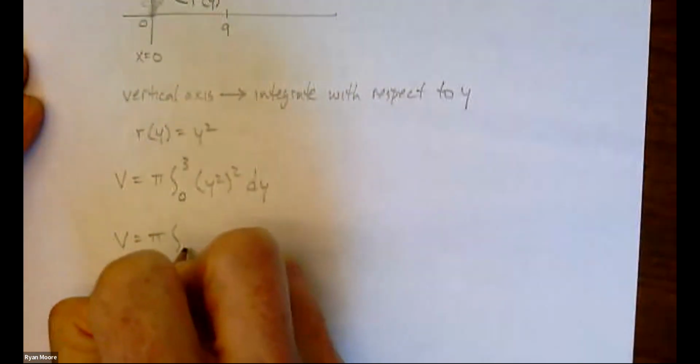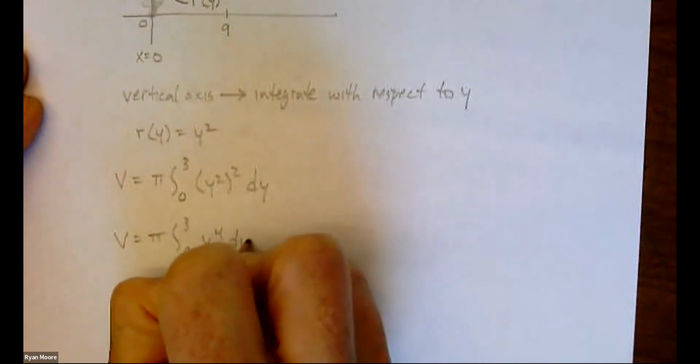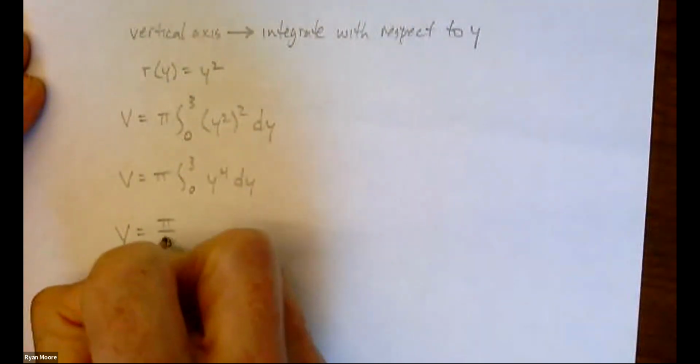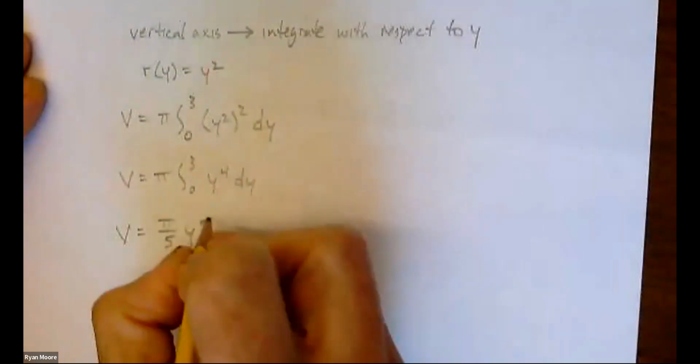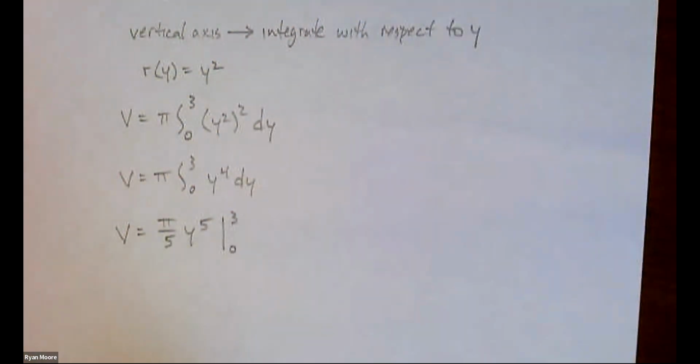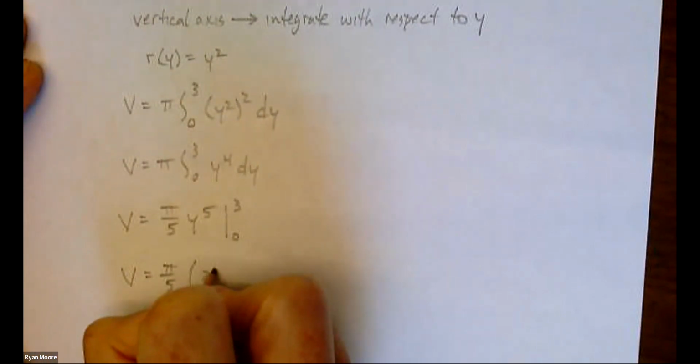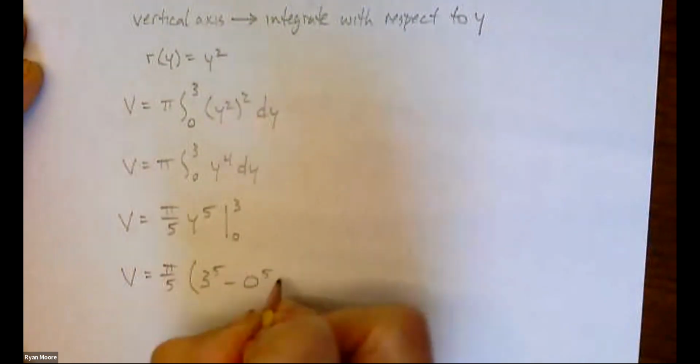Okay. Once we've made it this far, we're probably pretty much in the clear. We can just knock it out. That's going to be pi over 5 y to the 5th, from 0 to 3. Pi over 5 times (3 to the 5th minus 0 to the 5th). What is 3 to the 5th? 3 times 3 is 9, 27, 81, 243. 243 pi over 5. Not unusual.